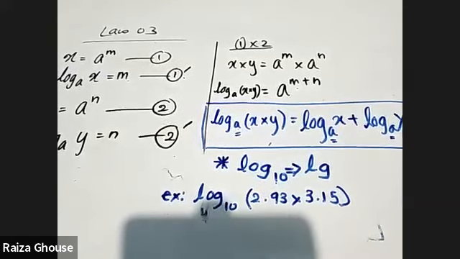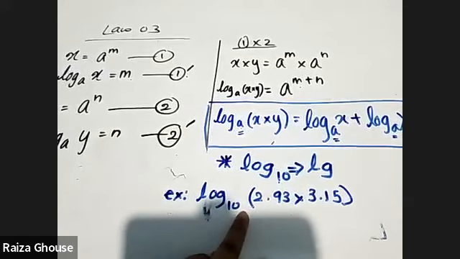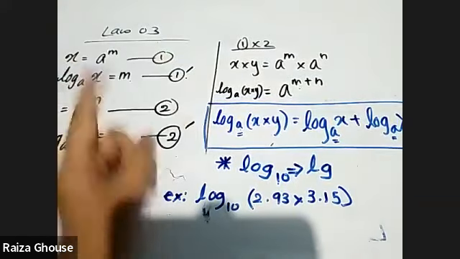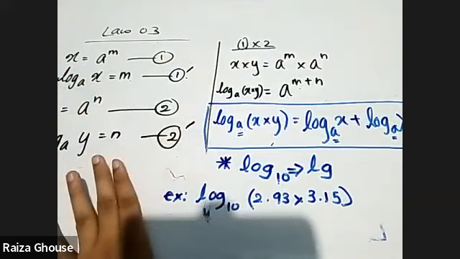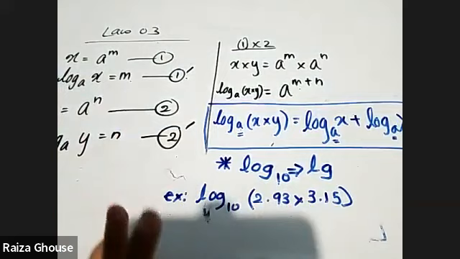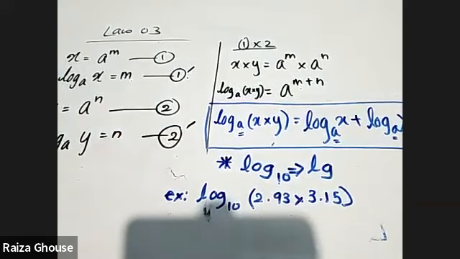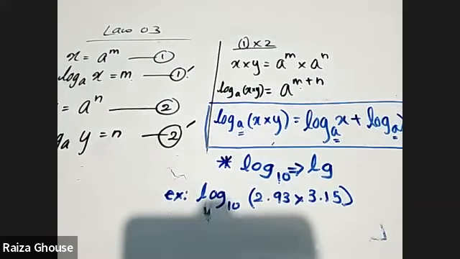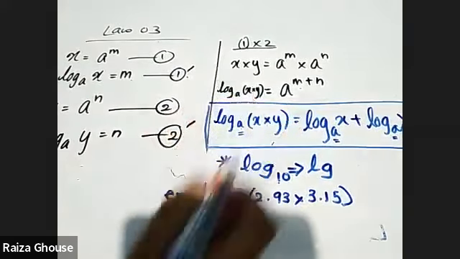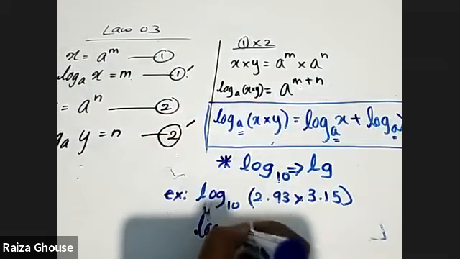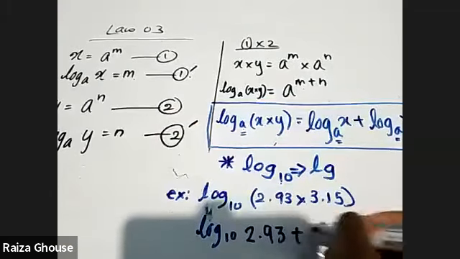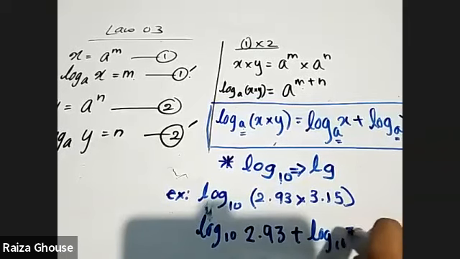These types of questions come in your part B paper under one part. Like earlier I told you, under one part you get this. How do you do it? Some children multiply and go to the logarithm table and check the answer. It's really easy. If you get the same base to be multiplied, you have to take out separately log base 10 of 2.93 plus log base 10 of 3.15.